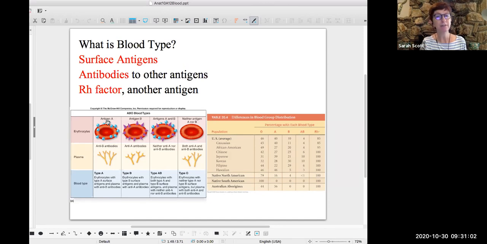But if you put blood with antigen B on it into somebody who normally is blood type A, then their immune system reacts to those antigens and says, whoa, wait a minute, that's not mine, and starts to make antibodies. Those antibodies will grab a hold. It's kind of like a lock and key. The antibody grabs a hold of the antigen and holds on to it.